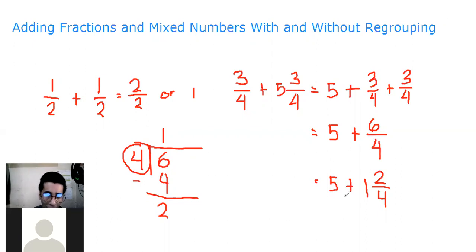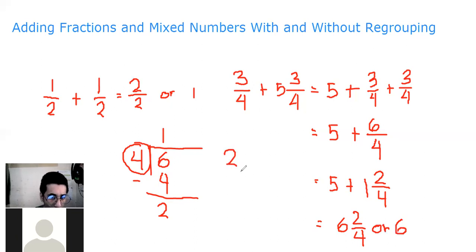I-plus mo na yan. Ang pwede mo lang i-plus sa mixed number ay whole number to whole number. It means 5 plus 1, that is 6. Then, ilalagay natin si 2 over 4. Si 2 over 4, may lowest term pa siya. Si 6, kokopyahin na lang natin na 6 siya. Ang sagot natin, 6 and 2 over 4, or di kaya may lowest term pa si 2 over 4.